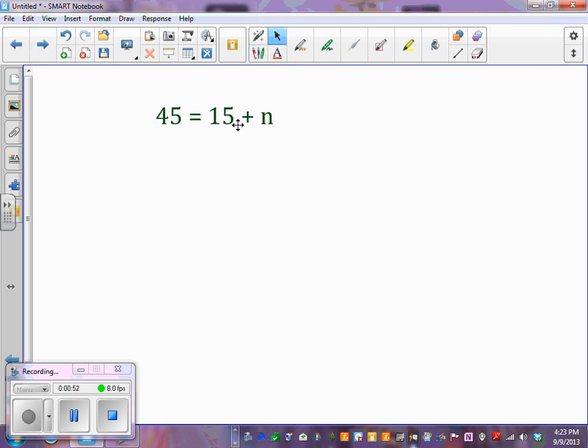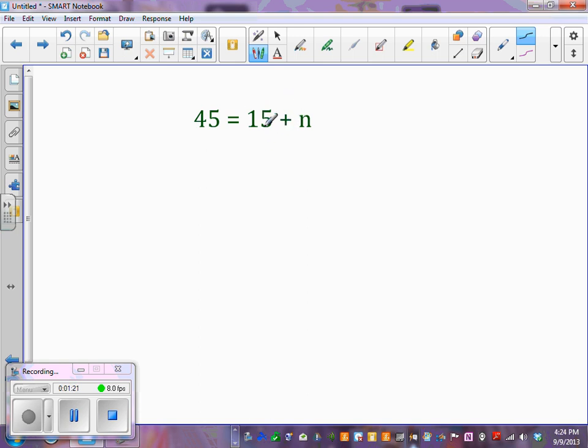Now I know some of you can do this mentally, but I want you to write it out so that we're preparing ourselves for more difficult math in later years. So we have 45 equals 15 plus n. We want to figure out what n equals, so we need to get n by itself. Right now, it's got this 15 hanging around on its side, so we need to get rid of the 15. This is an addition sign, so we're going to be doing the inverse operation. We're going to subtract 15.